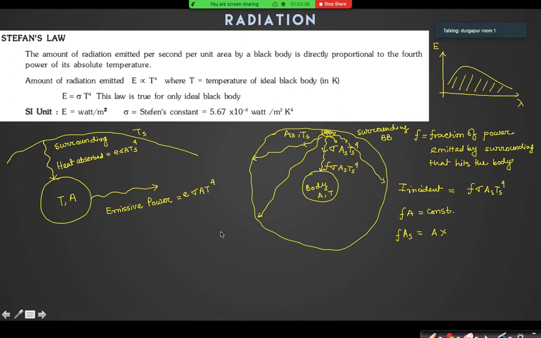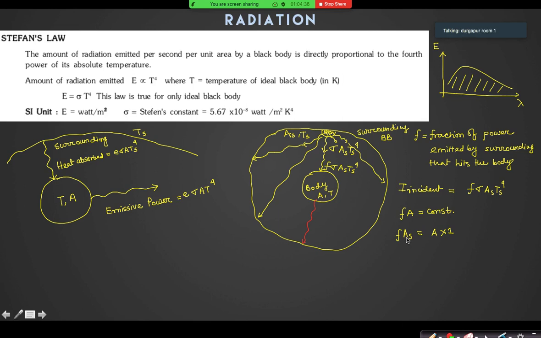Can you tell me what that fraction is? I am talking about the fraction of energy emitted by the body that hits the surrounding. What is that fraction? 1. Yes, because the surrounding is surrounded by the body, so whatever energy the body sends will definitely hit the surrounding. So F into AS equals A into 1. The fraction of the power emitted by a surface that is incident on another surface, multiplied by that surface area, is equal to a constant. For any other body, if you multiply this area and that fraction, you will equate those.